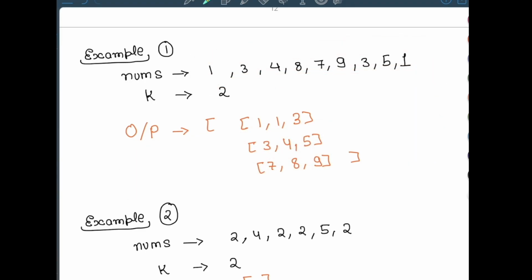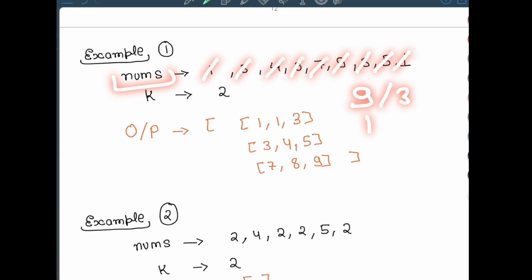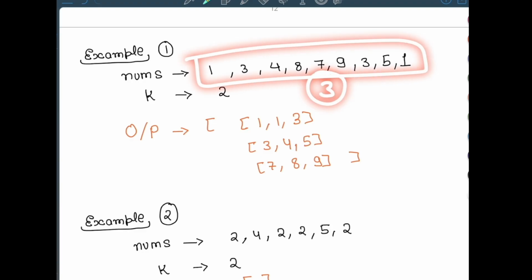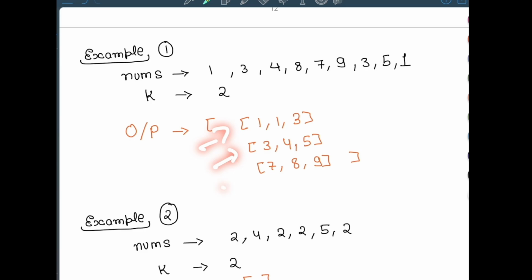Because the total number of elements in the given nums is 1, 2, 3, 4, 5, 6, 7, 8, 9. 9 elements are there. You divide this 9 by 3 because 9 is right now the value of n. And we need to divide our array nums into n by 3 number of arrays. 9 divided by 3 is 3. So we divide our array nums into 3 different arrays, 1, 2, and 3. Each of the arrays is going to have 3 elements. And there is one more point. Any two elements in this array will not have a difference more than k, that is more than 2.